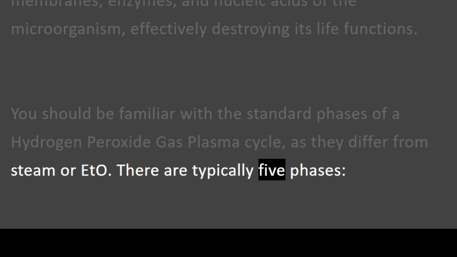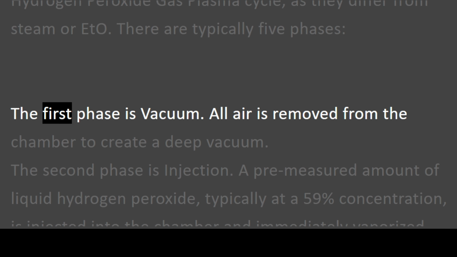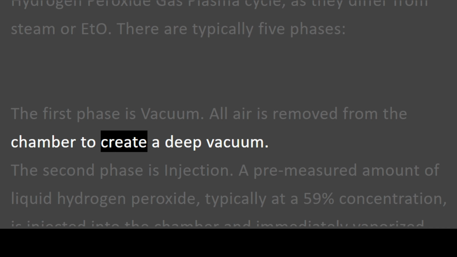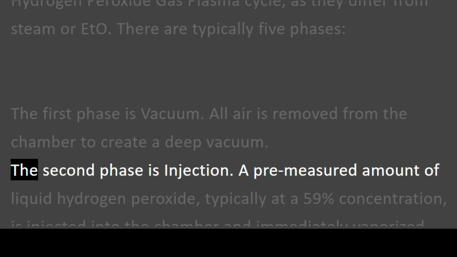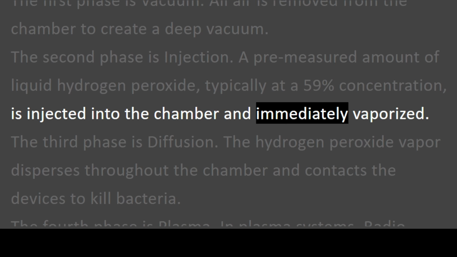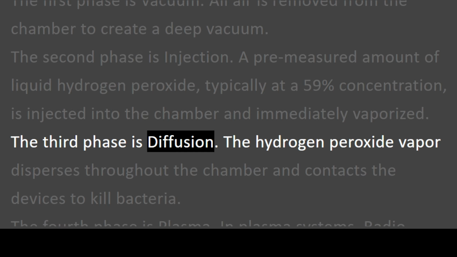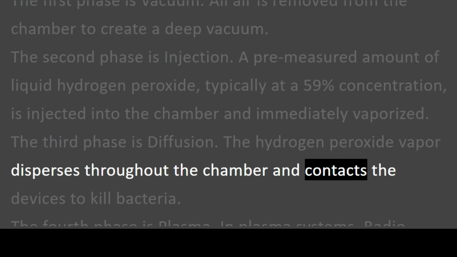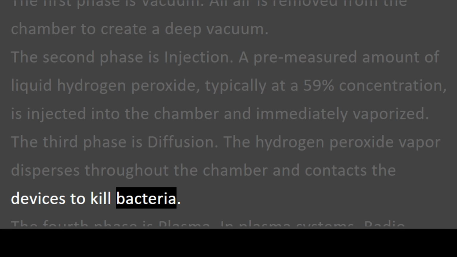There are typically 5 phases. The first phase is vacuum. All air is removed from the chamber to create a deep vacuum. The second phase is injection. A pre-measured amount of liquid hydrogen peroxide, typically at a 59% concentration, is injected into the chamber and immediately vaporized. The third phase is diffusion. The hydrogen peroxide vapor disperses throughout the chamber and contacts the devices to kill bacteria.